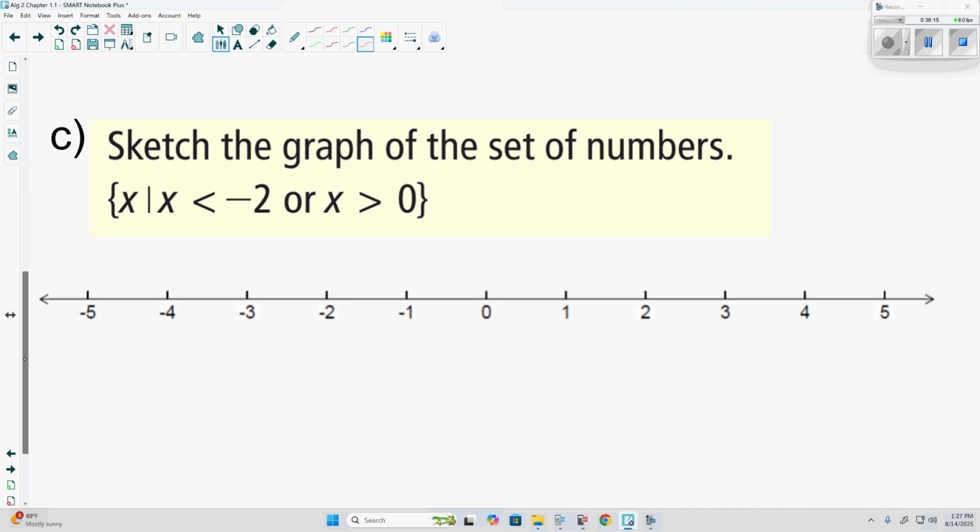Let's look at the next one here. Last one we'll look at today. Sketch the graph of the set of numbers for all real numbers x such that x is less than -2 or x is greater than 0. So again, we do have 2 points. -2 and 0. Is either one of these filled in? No, they're both open. For -2, do we shade to the right or to the left? Left. 0, do we shade to the right or to the left? Right. That's it.